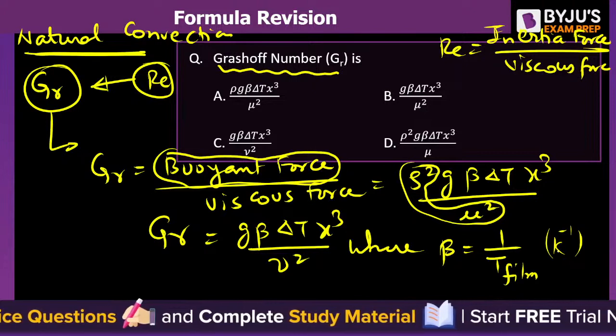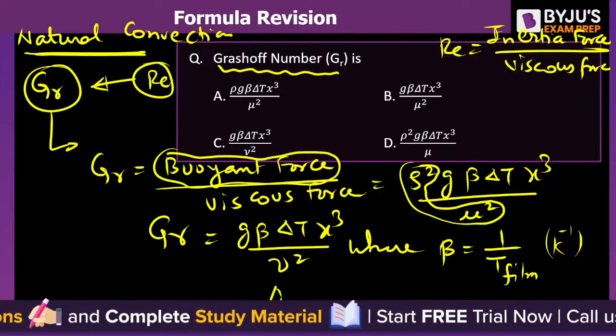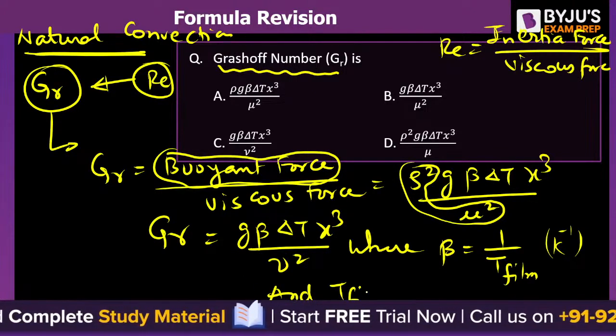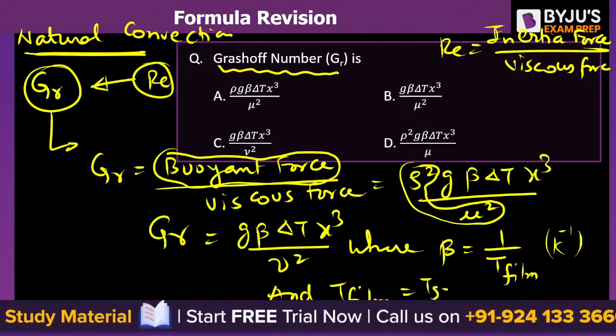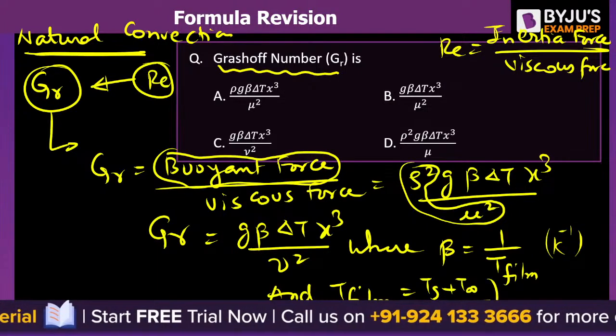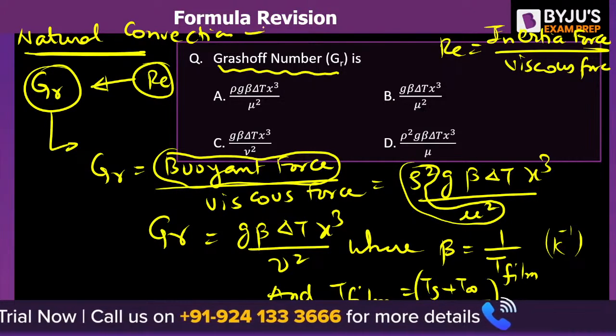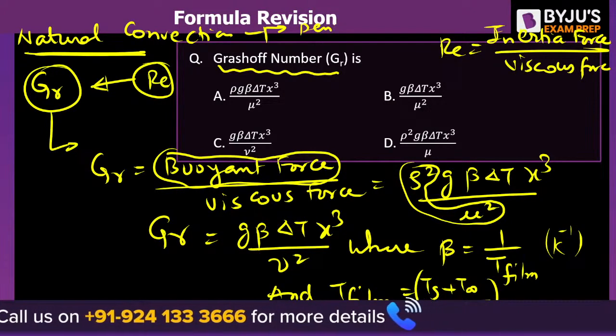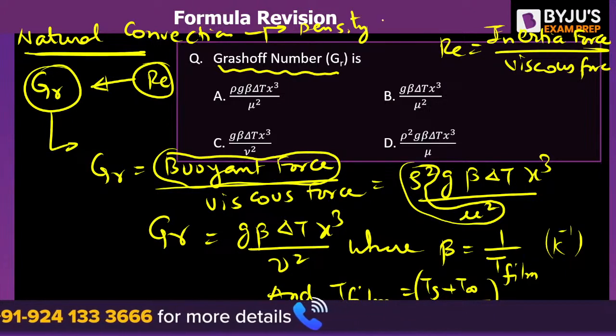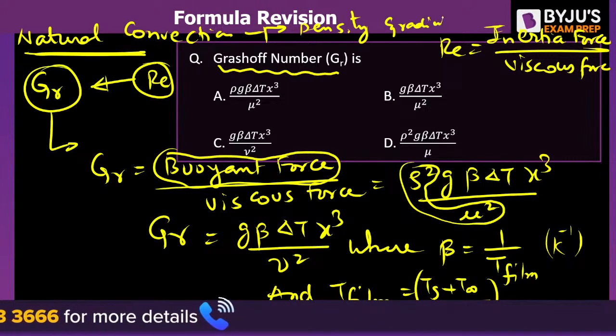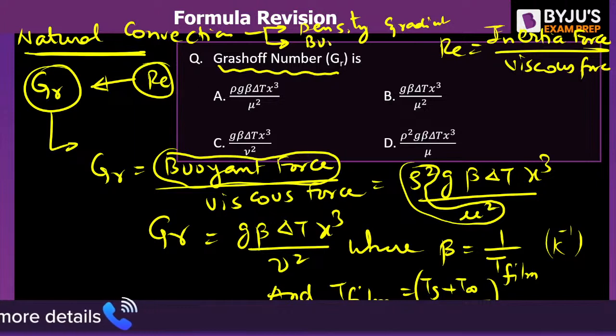For an ideal gas, beta is 1 by film temperature, and film temperature is equal to Ts plus T infinity by 2. That is natural convection, where the buoyant force and density gradient play an important role. Density gradient and buoyant force. What is the answer?